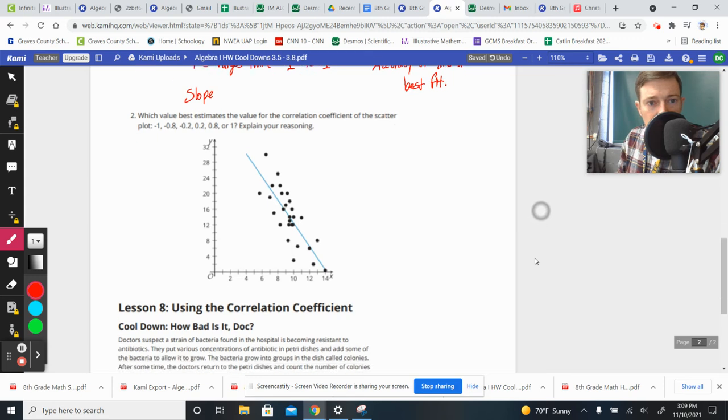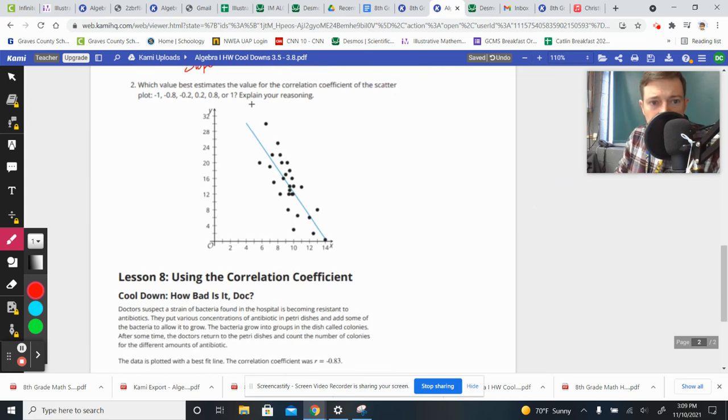All right, number 2, which value best estimates the value for the correlation coefficient of the scatter plot? Well, we can rule some out because it's going downhill, right? Since it's going downhill like this, we know that it's going to have a negative correlation coefficient. So that rules out this one, and this one. Okay. Which leaves us with 3 choices.